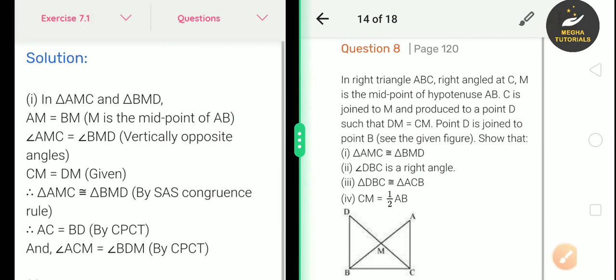Question 8. In right triangle ABC, right angle at C, M is the midpoint of hypotenuse AB. C is joined to M and produced to a point D such that DM is equal to CM. Point D is joined to point B. Show that triangle AMC is congruent with triangle BMD. Angle DBC is a right angle. Triangle DBC is congruent with triangle ACB and CM is half of AB.